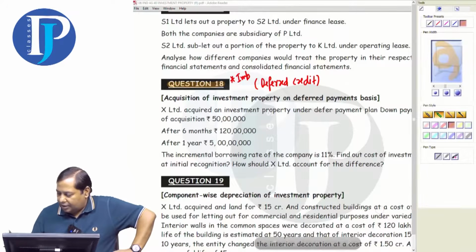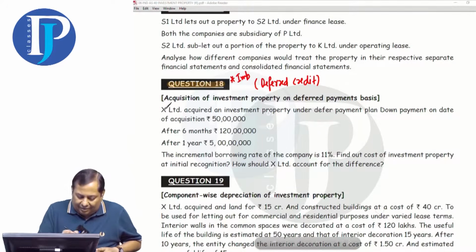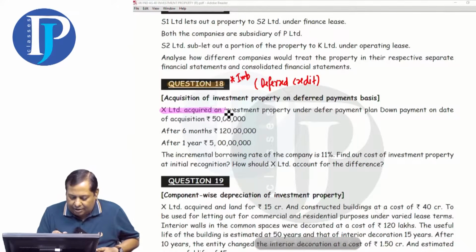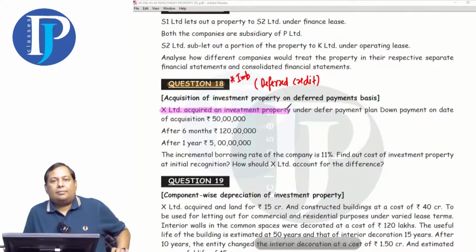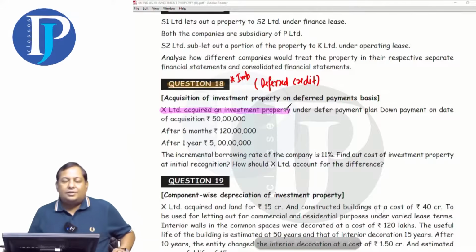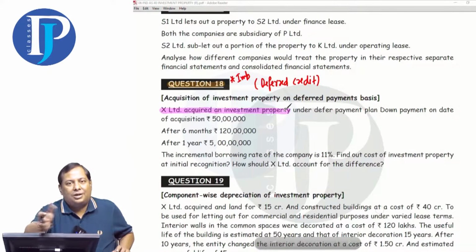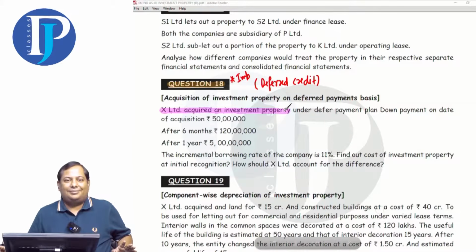Question number 18, I will read it to you. Okay, students? X Limited acquired an investment property. If any student wants time to read the question, they can pause the video to read the question first, then resume. Someone's note taking is lagging behind and I'm moving ahead. You can pause and take notes. You will all manage the speed easily, I know this.